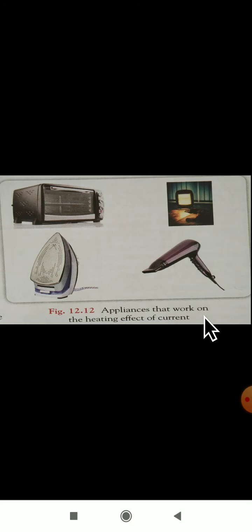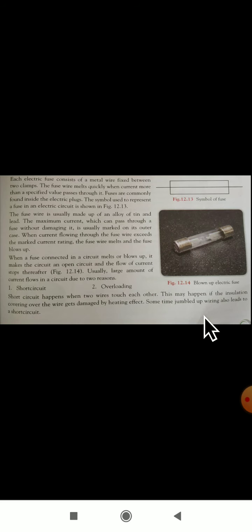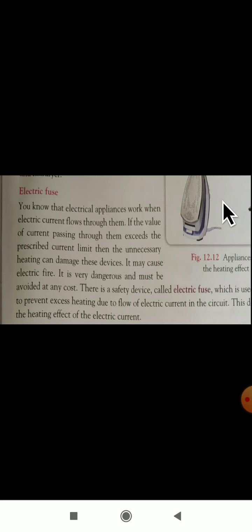Next we will move to the next concept, that is the electric fuse. Okay, you know about the electric fuse. Here they have given the symbol of the electric fuse. You have to remember all the symbols that came in this chapter. Okay, just we will go. You know that electric appliances work when electric current flows through them. Yes, you all know when the electric current flows the electric appliances will work. Without flow of electric current, the electric appliances will not work.